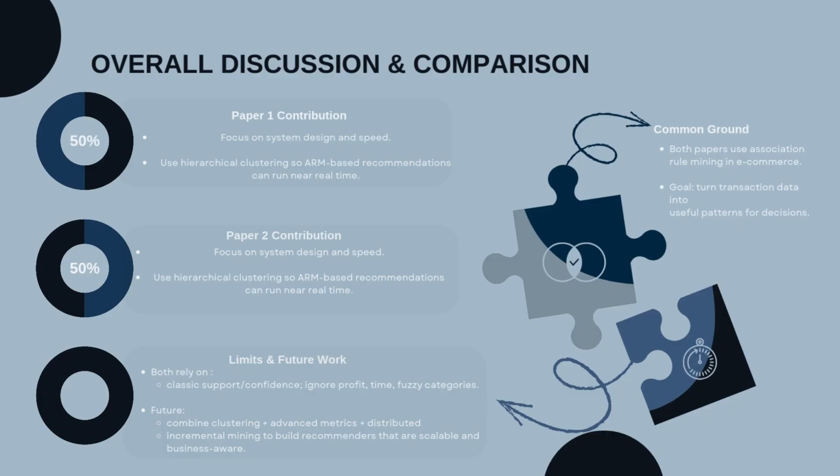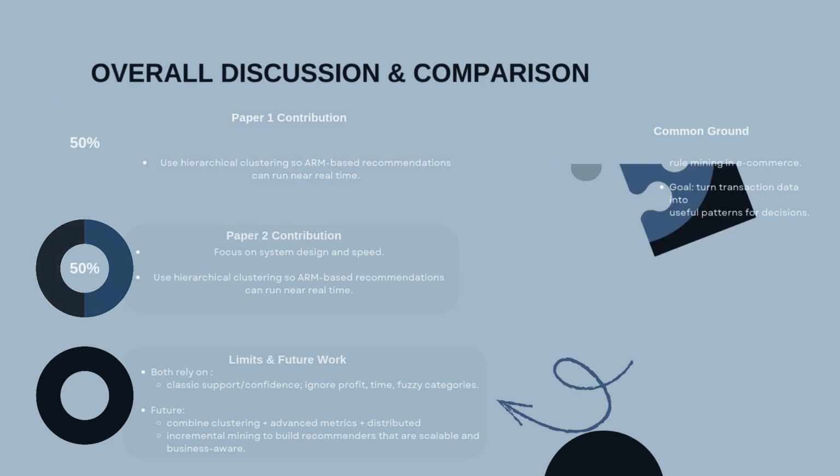The second paper, on the other hand, focuses on large, real-world retail data and shows how Apriori can pull out 118 strong association rules that directly support marketing and inventory planning. Both mainly rely on classic support and confidence. A natural next step would be to add things like profit, time, or even fuzzy categories, and to use distributed or incremental mining so these systems scale to even bigger datasets and stay closely tied to business goals.